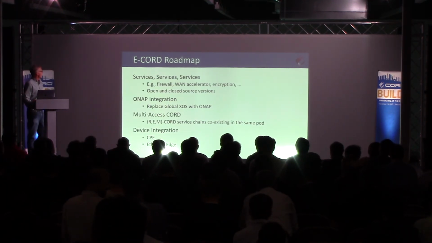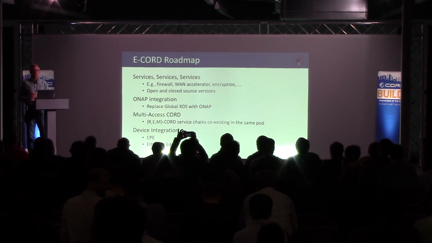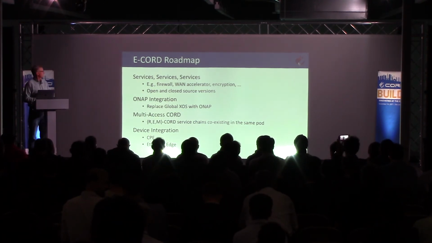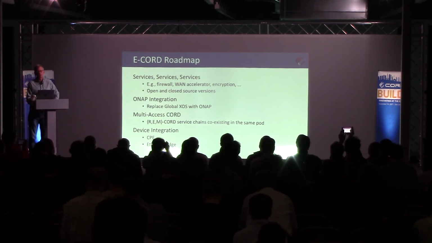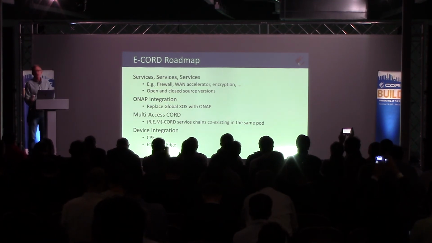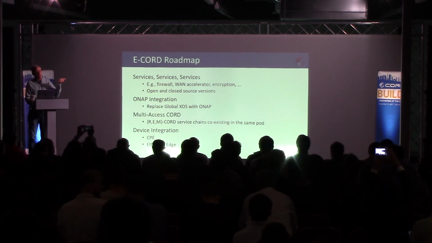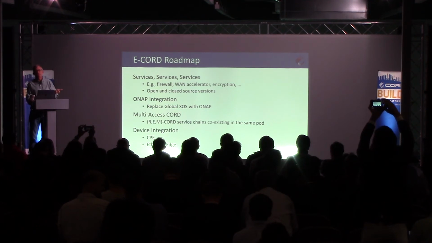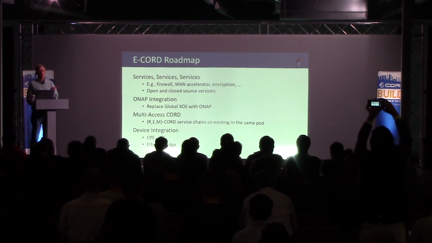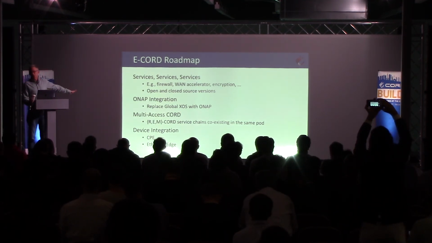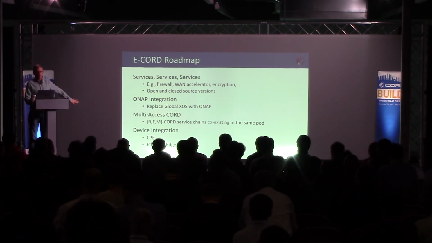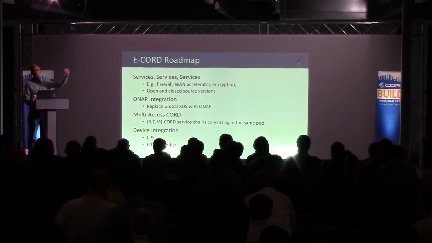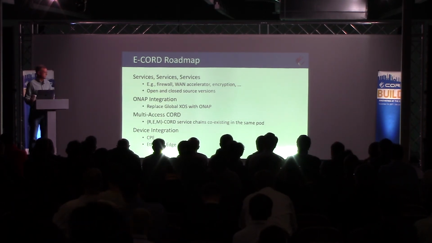The eCord roadmap: services, services, services. It's a little bit bare bones now. It's giving you the fast path, but we want to also spin up VNFs that enterprises can take advantage of. ONAP integration, as I said before, eCord is one of our prime use cases for exploring the ONAP CORD integration. Again, it's part of the multi-access edge, and there's other devices that the eCord team is looking at, integrating it on the on-premises equipment, the CPE.